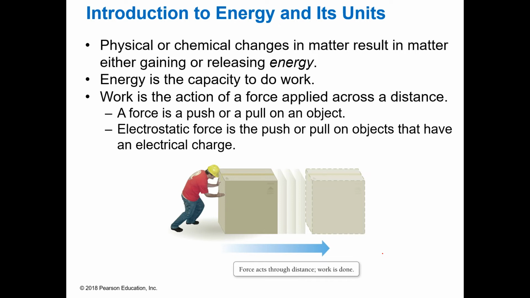I'm going to give you a very, very brief introduction to energy and the units associated with it. We're going to have a whole chapter on this, so we're not going to spend really any time at the moment on this. So we know that physical and chemical changes require energy. Now, that energy may be lost or it may be gained. But what is energy? Energy is the capacity to do work. And what is work? Work is the action of a force applied across a distance. So if you're pushing a heavy box, you're doing work. And the force is the weight of the box, over a certain distance.